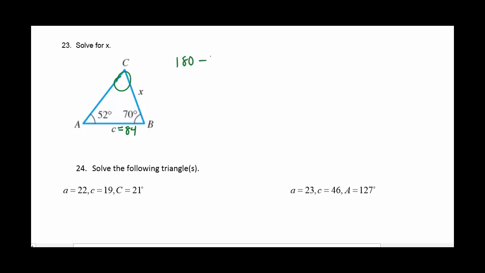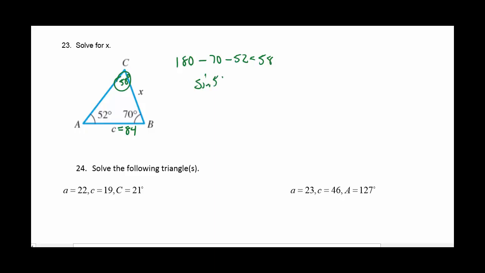So 180 minus 70 minus 52. Now this is clearly a calculator question, so please don't think this is something I expect you to do in your head. So 180 minus 70 minus 52, and I get 58. So this angle up here is 58 degrees.